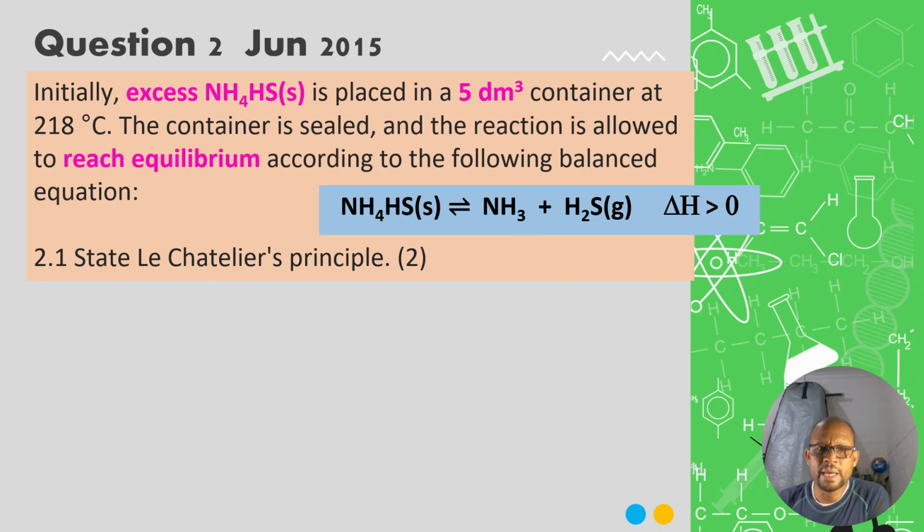Question 2. Initially, excess ammonium hydrogen sulfide, which is a solid, is placed in a 5 cubic decimeter container at 218 degrees Celsius. The container is sealed and the reaction is allowed to reach equilibrium. According to the following balanced equation, there we have our equation. We see that delta H is greater than 0, so that means that the forward reaction is an endothermic reaction.